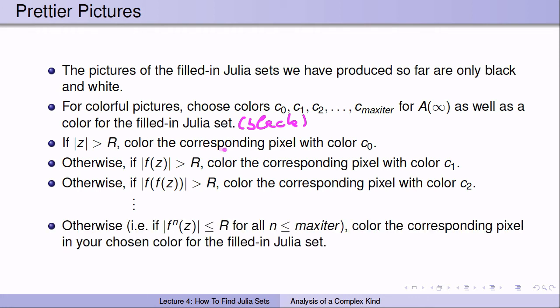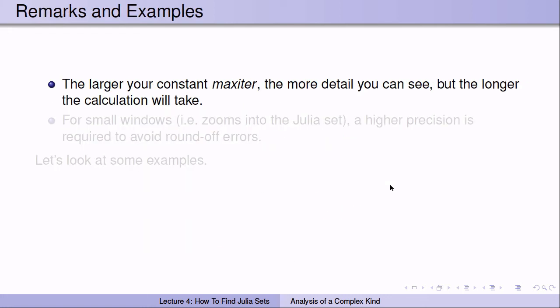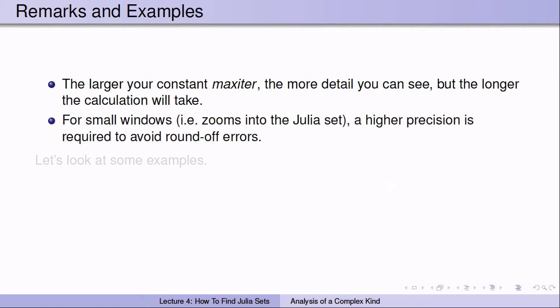Otherwise, if all of your f^n(z)'s stay within the ball of radius r, color the corresponding pixel in the chosen color for the filled Julia set. This gives you a more colorful picture. The larger this constant max iter is, again, the more detail you can see, but the longer the calculation will take. If you zoom into the Julia set, so if you choose small windows, a higher precision is required to avoid round-off errors. Let's look at some examples.